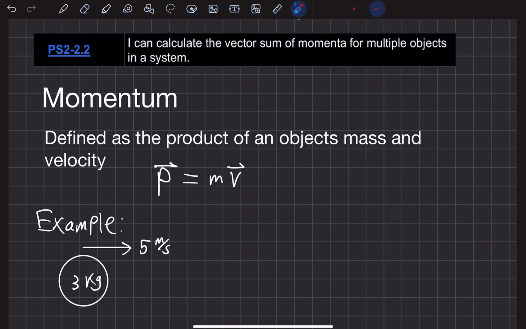That's all. Momentum has a magnitude and a direction, and the direction is the same as the velocity because the mass doesn't change the direction it's going. That kind of makes sense. The mass wouldn't affect where something is going. It's just affecting how much momentum is behind it.